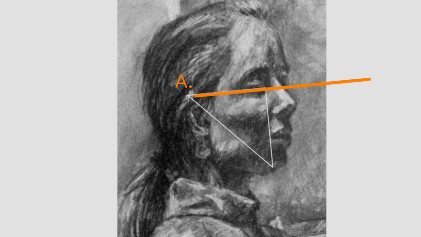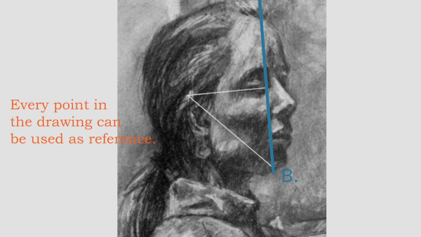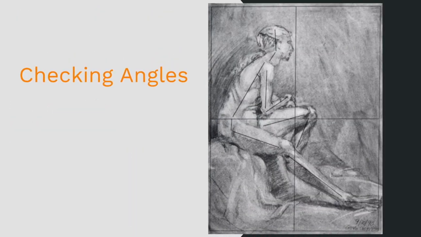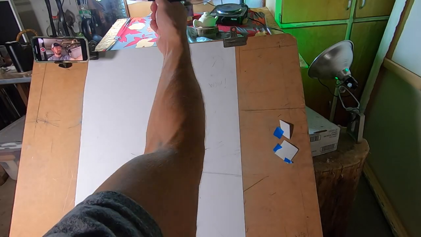So here we have angle A, starting from the top of the ear and passing through the corner of the eye. And here we have angle B, starting at the point of the chin and also crossing through the corner of the eye, which, where they cross, gives us point C. So that's several different uses and ways to apply checking angles when you're building a drawing.